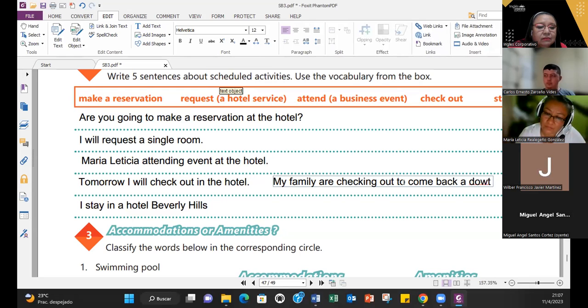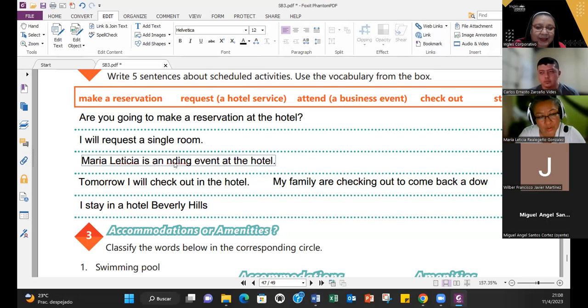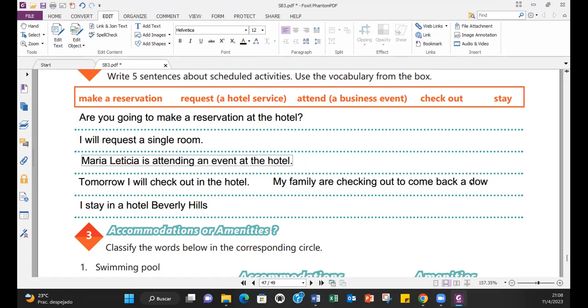I stay in a hotel. No. Maria Leticia is attending an event at the hotel. Maria Leticia is attending an event. No. Adelante de attending. Leticia is attending an event at the hotel. Tomorrow, okay. I will check out in the hotel. My family are checking out to come back downtown. Eliminate this A. Elimina esta letra.